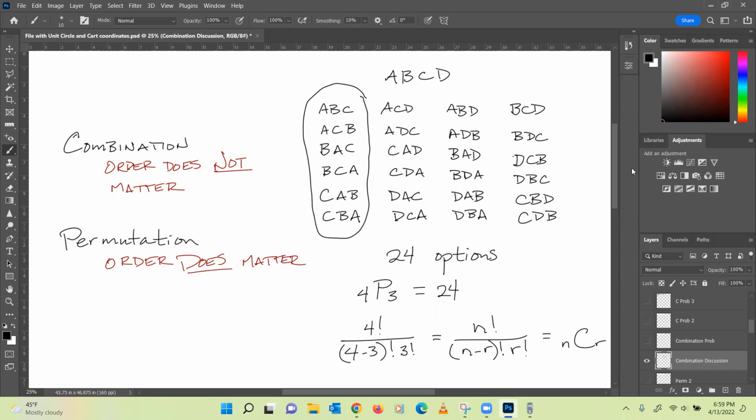If I'm receiving cards dealt to me, it doesn't matter whether I receive 3 3s and then 2 2s. That's a full house, or I get 2 2s and 3 3s after that. It's a full house. I'm dealt one at a time. As long as I have the same 5 cards, it doesn't matter what order they came in. That would be a combination. So that's the difference between the two. If order does not matter, it's a combination. If order does matter, it's a permutation.